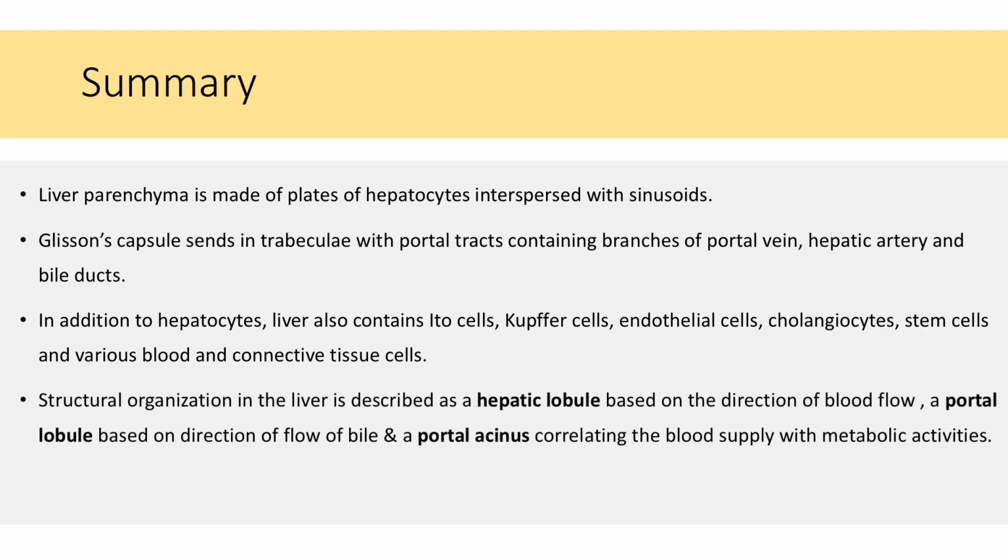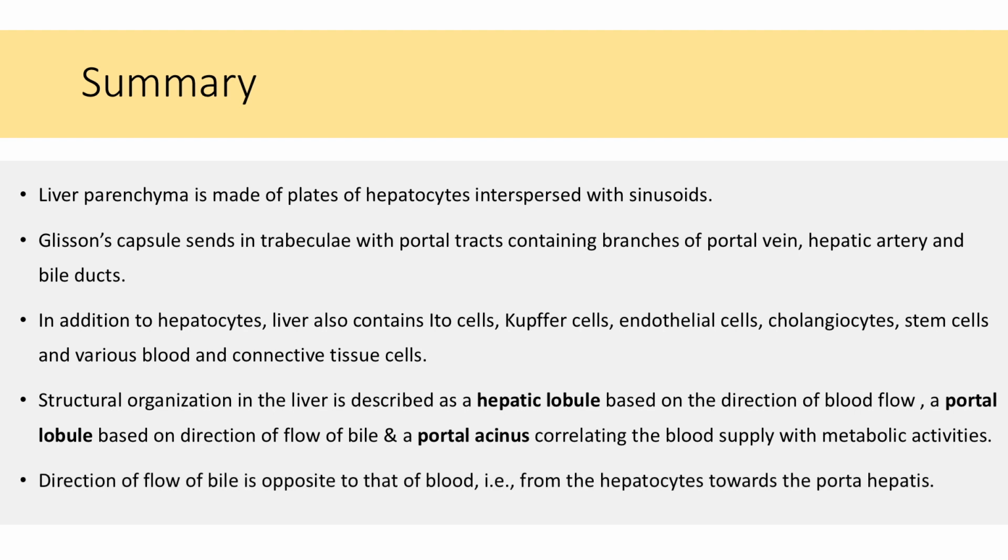Structural organization in the liver is described as a hepatic lobule based on the direction of blood flow, a portal lobule based on the direction of flow of bile, and a portal acinus correlating the blood supply with metabolic activities. Direction of flow of bile is opposite to that of blood, that is, it starts from the hepatocytes and flows towards the porta hepatis.